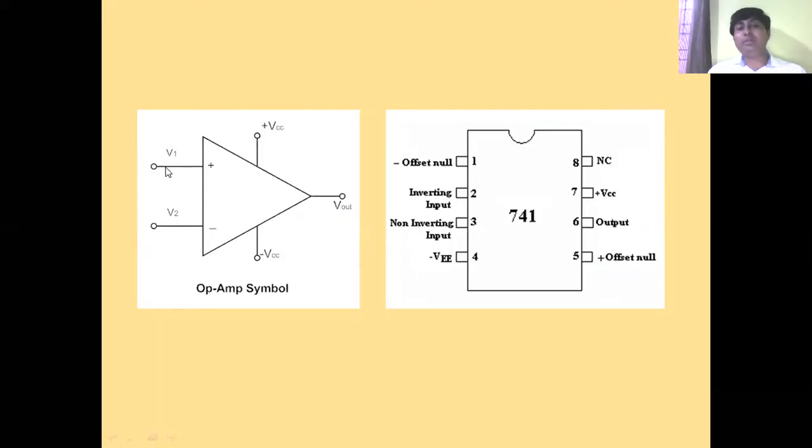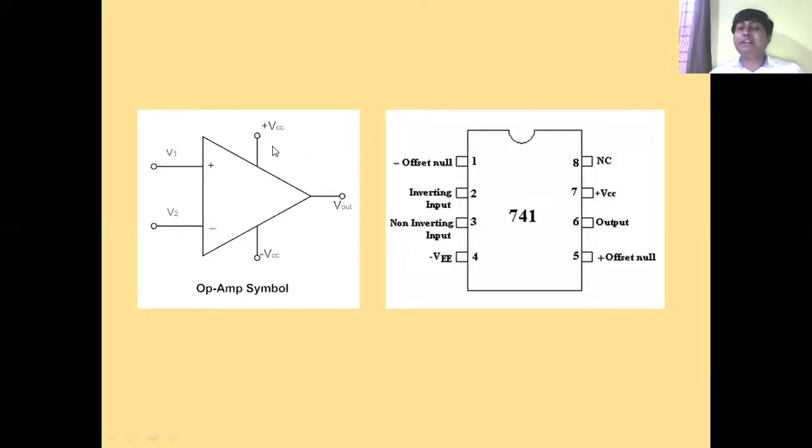So the op-amp symbol should be indicated with two inputs and a single output. One input is represented by the plus, which resembles the non-inverting terminal, and a minus, which resembles the inverting terminal. And here we can see that we have only one output, that is V out. Similarly, we can see the two VCC. One is plus VCC, another one is minus VCC. So what is this plus VCC, minus VCC?